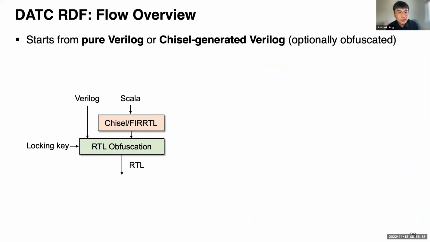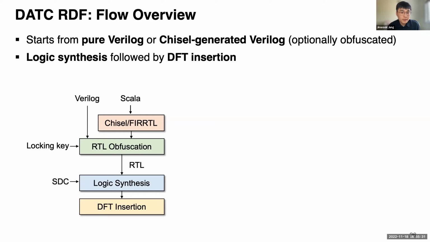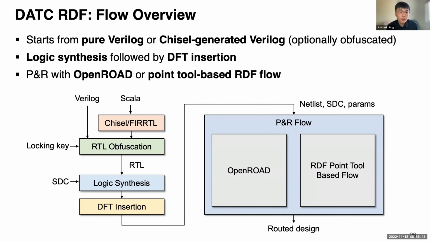So the DATC RDF flow starts from a pure Verilog design or Chisel-generated Verilog. And the RTL can also optionally be obfuscated using the RTL obfuscation tool. Then logic synthesis follows. It is performed using Yosys with the ABC engine, and we do the DFT insertion on the synthesized netlist. And for PnR, RDF includes the OpenROAD integrated application, as well as the Synopsys tool-based RDF flow. So let me describe the individual flow components in the following set of slides.